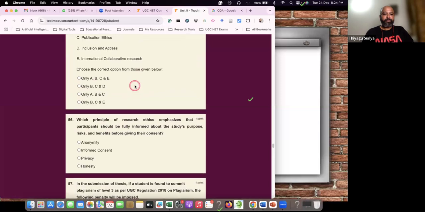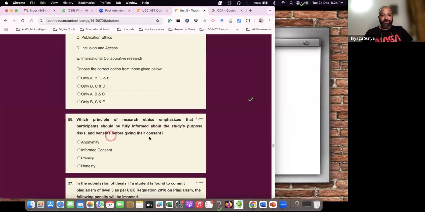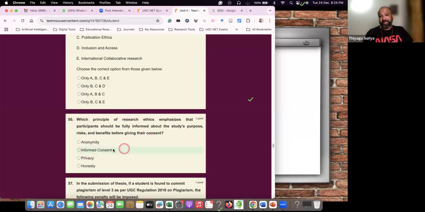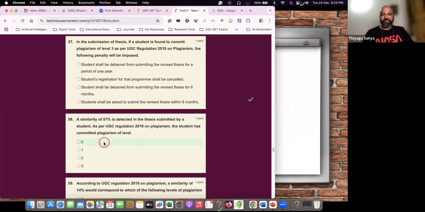Last question. Which principle of research ethics emphasizes that the participant should be fully informed about the study purpose, risks, and benefits before giving consent? Normally, before doing the data collection, we give one letter to the participants or the institution. What is the letter? Informed consent. This letter is needed. Okay. So this way we have to look at ethics.